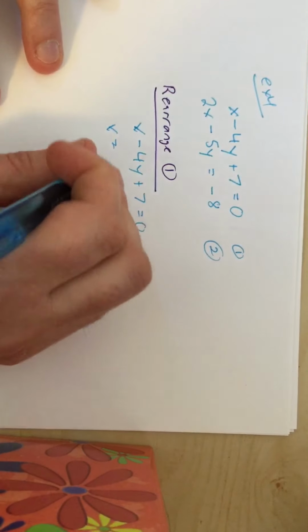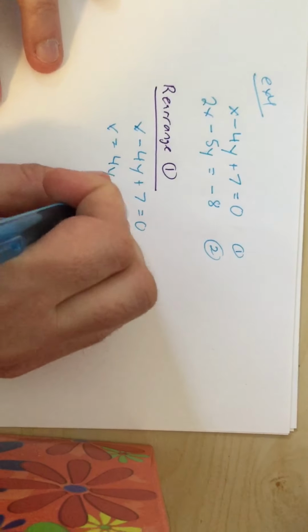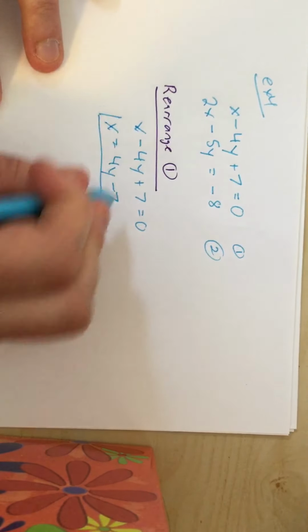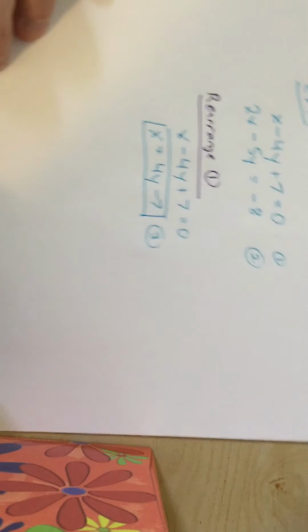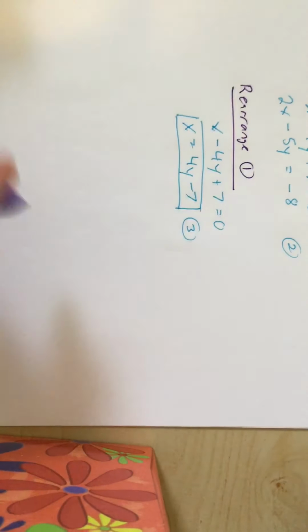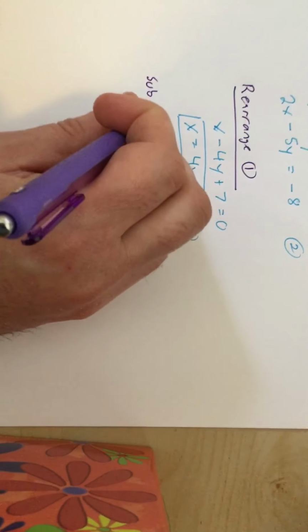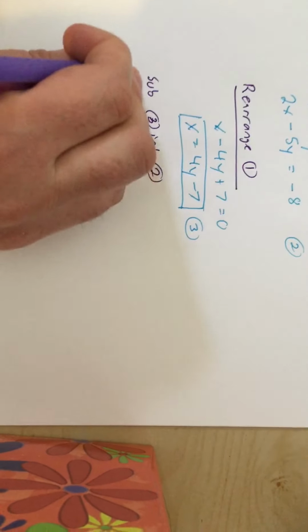x equals, the minus 4y becomes plus 4y, the 7 becomes minus 7. And that is equation 3. We rearranged 1, so we're going to sub it into 2. Sub 3 into 2.